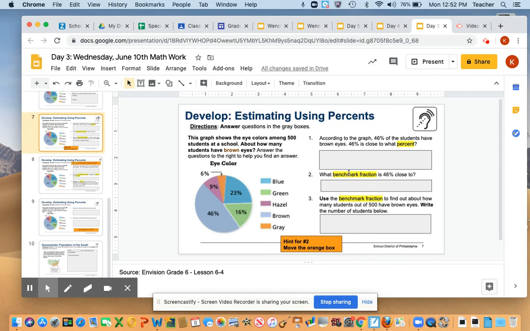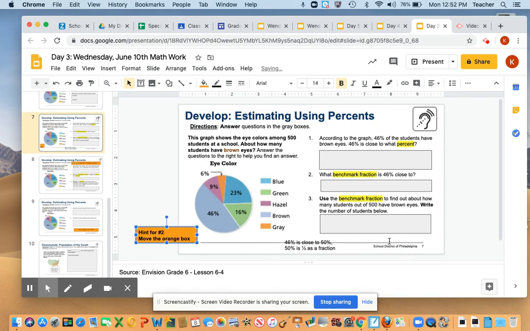Number 2, what benchmark fraction is 46% close to? Benchmark fraction, I'm going to move this orange box for a hint. A benchmark fraction is something that we use all the time. So when we're talking about fractions, we typically talk about maybe 1/4, 1/2, 3/4, something like that that's used often.